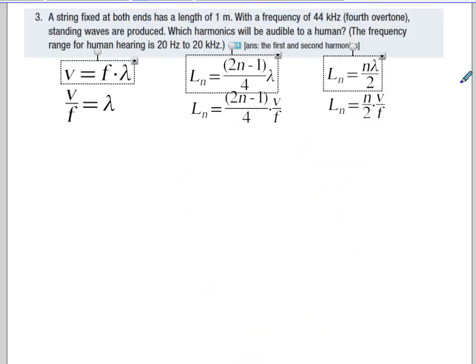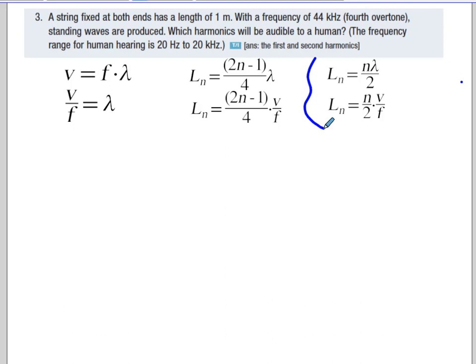Okay, last problem of that practice set, a string fixed at both ends. So right away we know we're into that expression. That's a length of 1 meter with a frequency of 44 kilohertz. Kilohertz, that's 44,000 hertz right here. That's an important one to make sure we know. Okay, it's also the fourth overtone, which is n equals 4. Okay, so which harmonics will be audible to the human ear? So the human ear can hear between 20 hertz and 20,000 hertz.